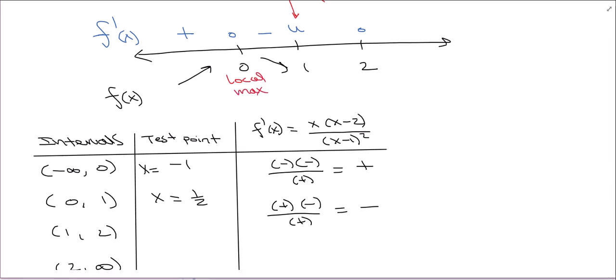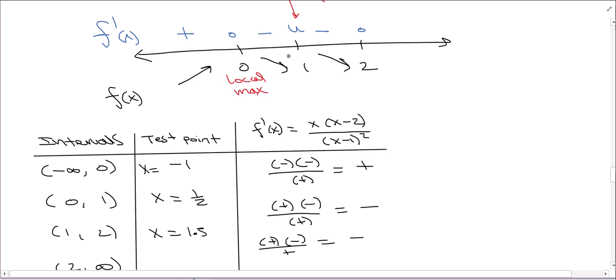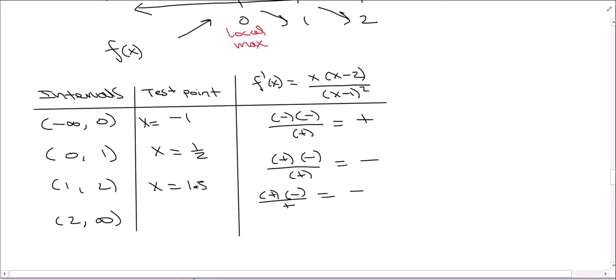Let's keep going. Between 1 and 2, you can pick x equals 1.5, so you're going to have positive 1.5, and 1.5 minus 2 is negative, over positive, so that's going to be negative again. The derivative is negative, which means that the function is decreasing. But we already know that 1 is not in the domain, so decreasing doesn't give us anything anyway. It's not a local max or a local min, and it's not in the domain, so it wouldn't have helped us.